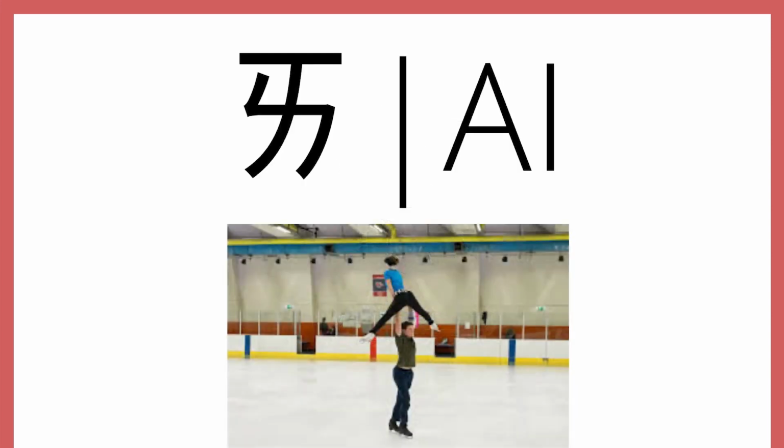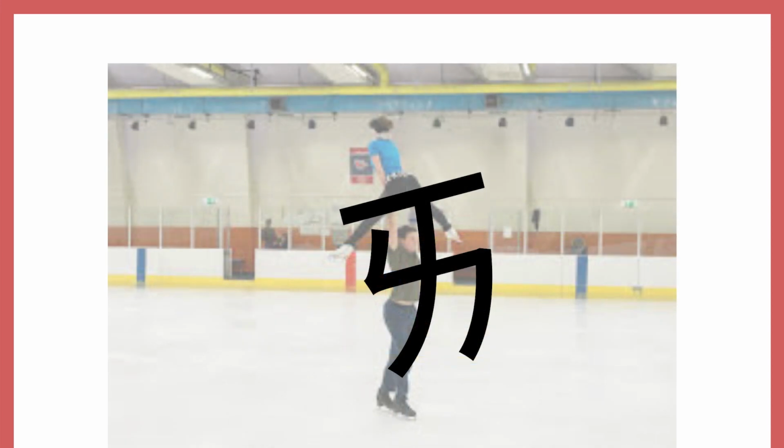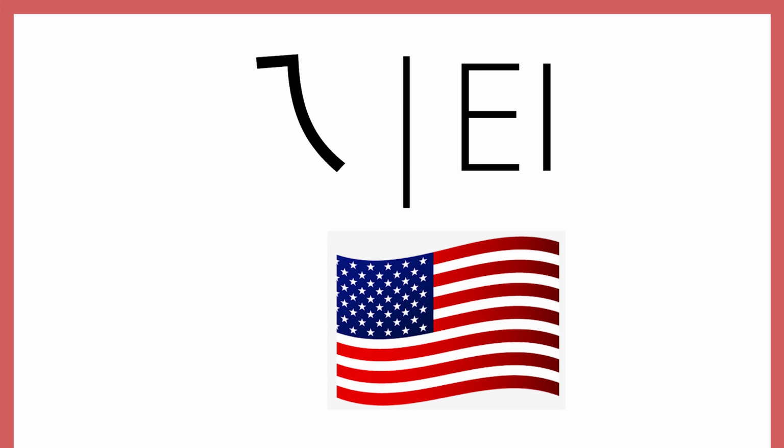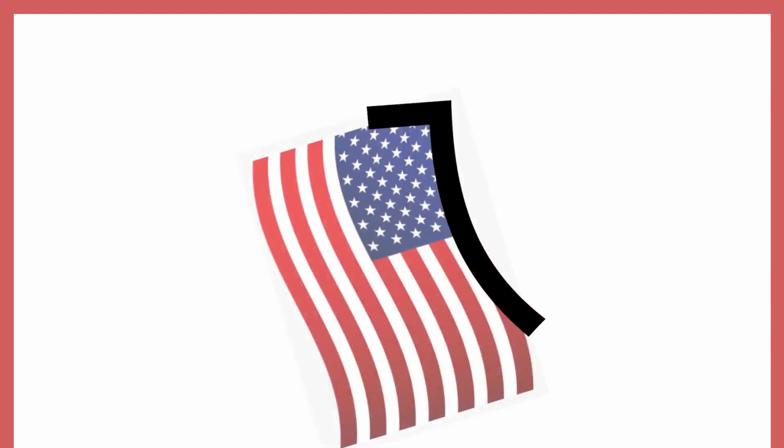The next final is I, as in ice skaters without the skaters. The pinyin is AI, and the zhuyin looks a bit like a male skater raising a female skater into the air, like this. Now we have A, as in waving flag without the waving flag. The pinyin is EI, and the zhuyin looks like a flag waving in the wind.